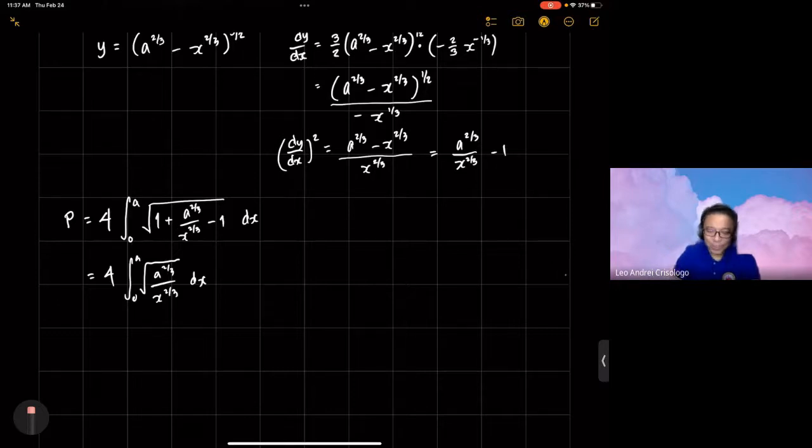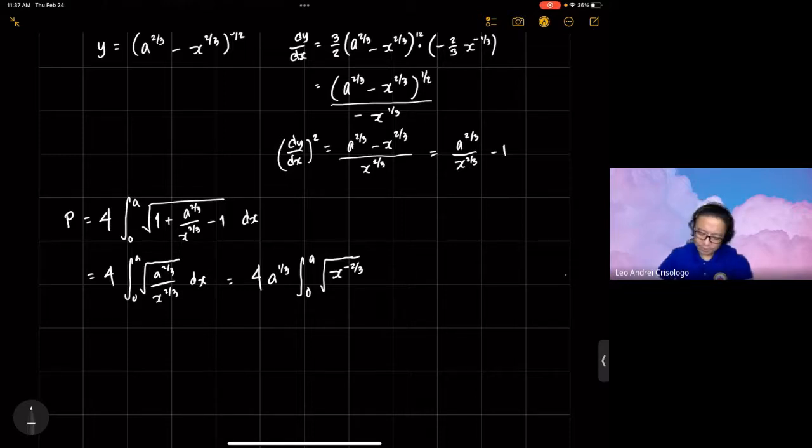So ilalabas natin, no, yung a raised to 2/3, magiging a raised to 1/3 na lang siya. So 4, we'll take out yung a raised to 2/3 sa square root, a raised to 1/3 na lang siya. Labas na rin natin siya sa integral. Integral from 0 to a of the square root of 1, sulat na natin, x raised to negative 2/3. Okay? Dx. And, tama ba?